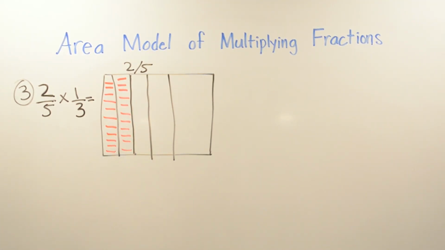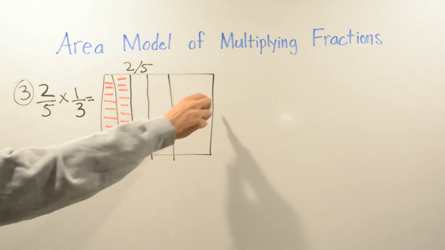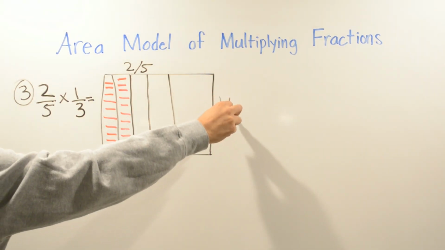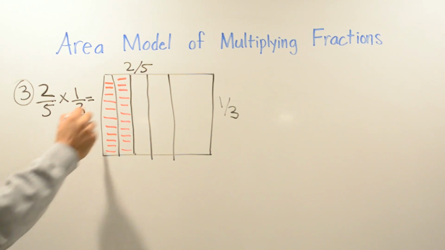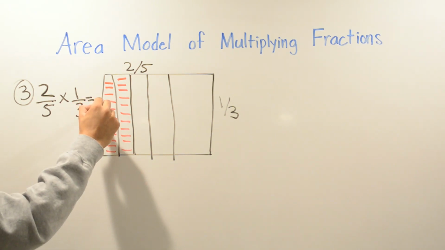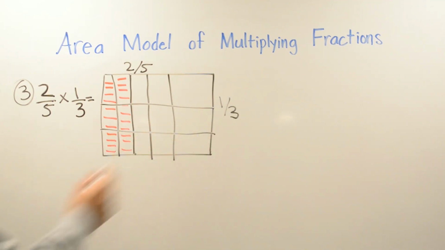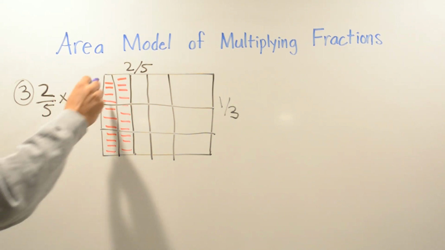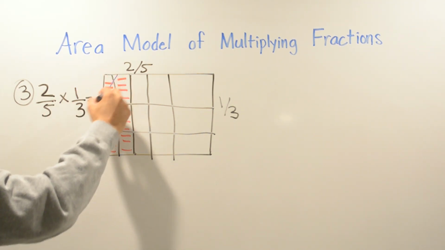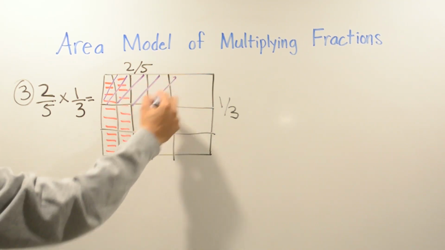Okay, and then we're going to go ahead and put 1/3. So we're going to go ahead and do 3 lines. 1, 2, 3, and then it's telling us to shade in one of them. So we're just shading 1.